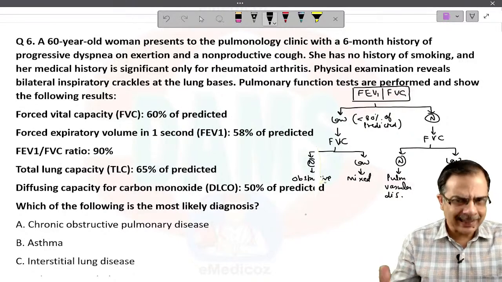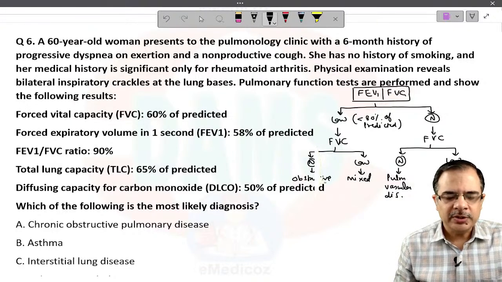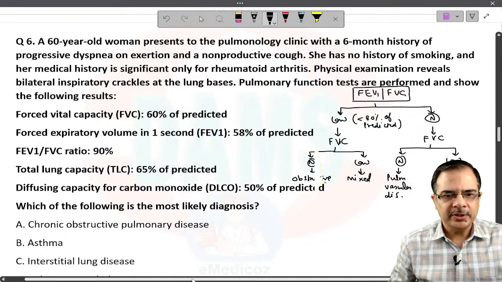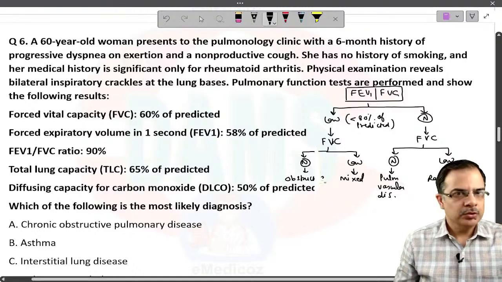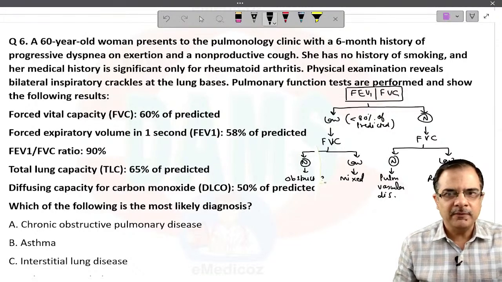Pulmonary vascular disease or a healthy individual. And when the ratio is normal, FVC is low, this is a restrictive disease. This is a restrictive pulmonary disease. So let's first put those values in the flow chart.